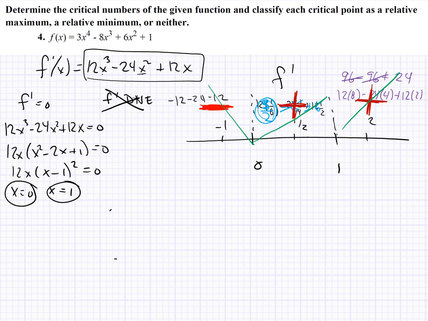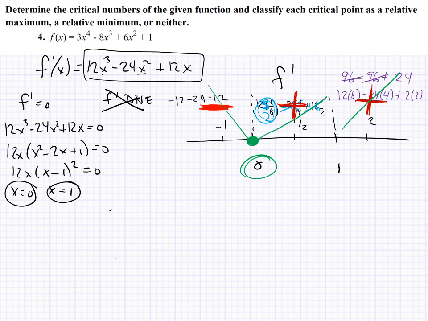So out of all these different values, 0 and 1, the only one that could possibly be a max or min would be 0. I say possibly a max or a min because that's where the function switches from plus to minus, or increasing to decreasing, or decreasing to increasing. In this case, we're decreasing then increasing.